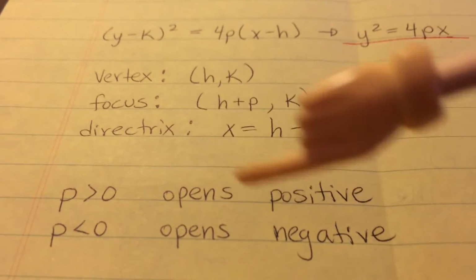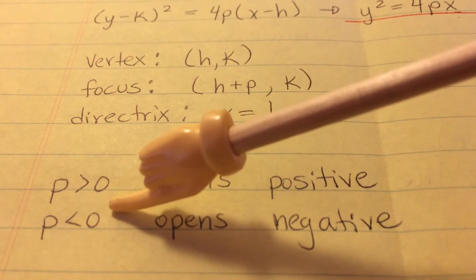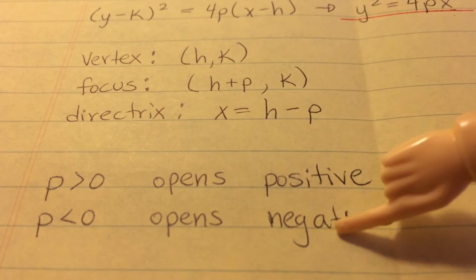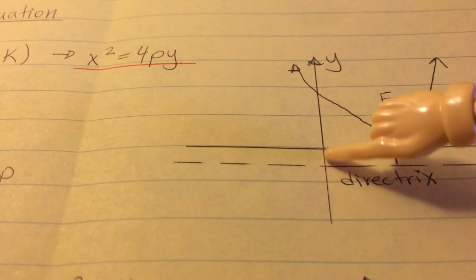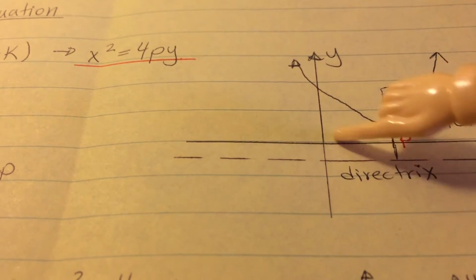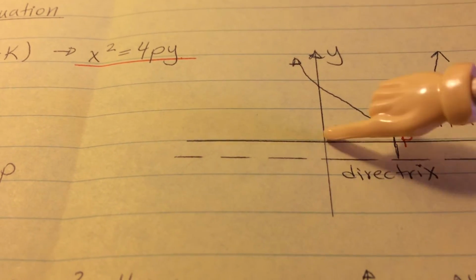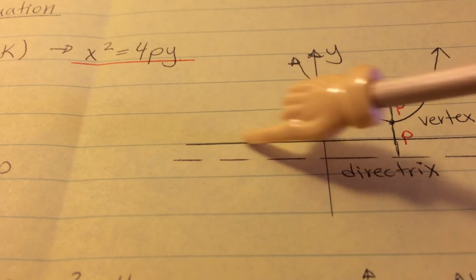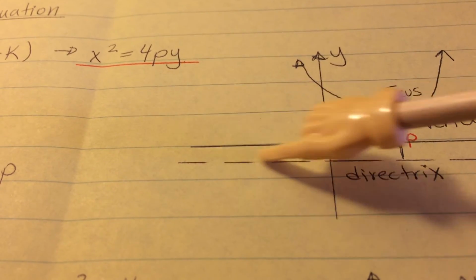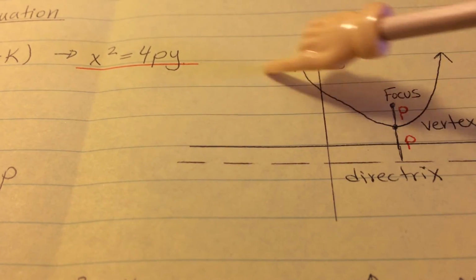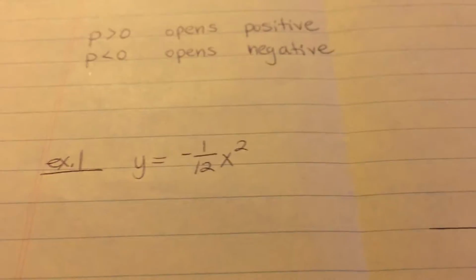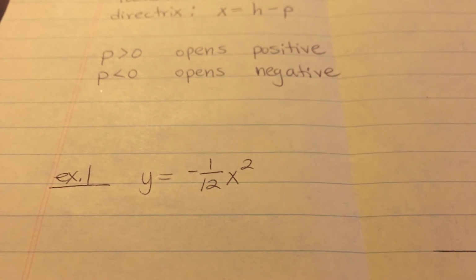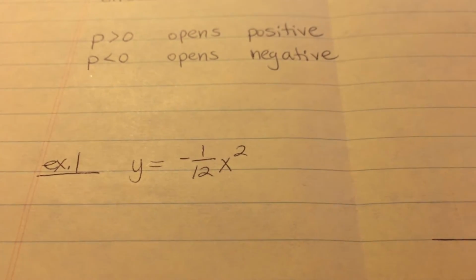Now, if p is less than 0, then it opens negative. On the y-axis, negative is down here, so the parabola is going to open this way toward the negative. And on the x-axis, negative is on this side, so it's going to open toward the negative there. Okay? So those are the details you need to know so you can figure this out. Now, let's do some examples.